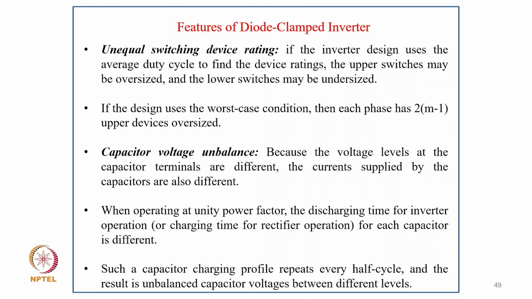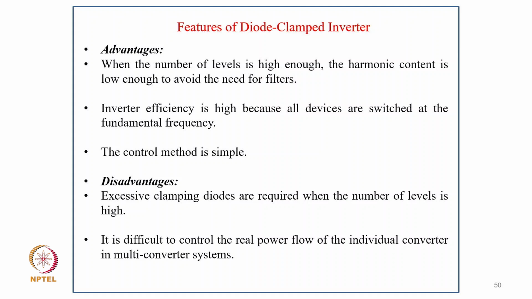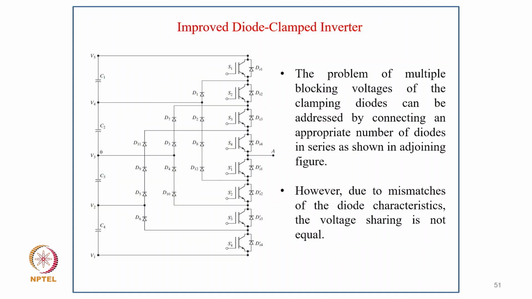Now coming to the advantages: when the number of levels is high enough, the harmonic content is low enough to remove the need for a filter, and inverter efficiency is high because all the devices are switched at the fundamental frequency, and the control method is simple. However, the disadvantages are that excessive clamping diodes are required when the number of levels is high, and it is difficult to control the real power flow of individual converters in a multi-converter system.